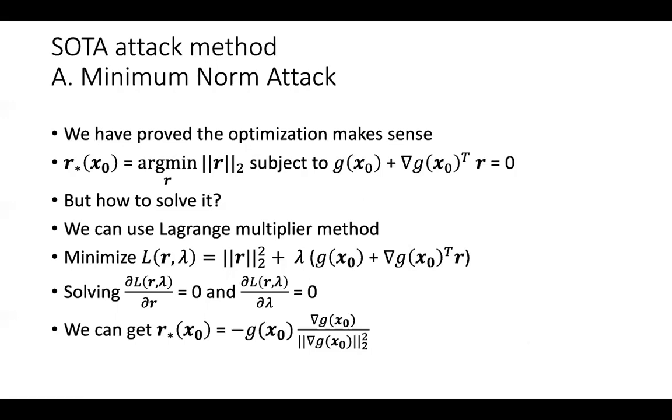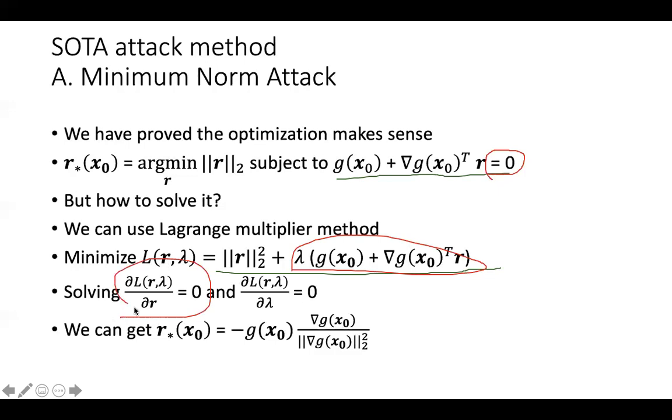So basically, if you have a constraint equal to a constant, for example 0, you can multiply it by a lambda in front, and then you minimize this. Because this is equal to 0, adding this term doesn't change the optimization function, right? So then you take the partial derivative equal to 0 to solve this minimization problem, and finally you can get R(x) equal to this.